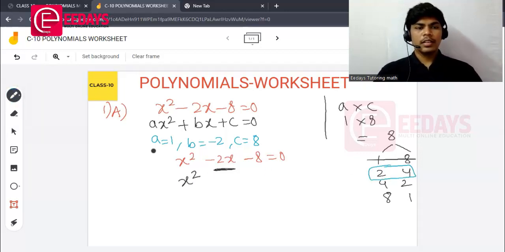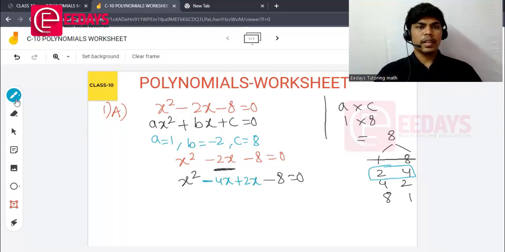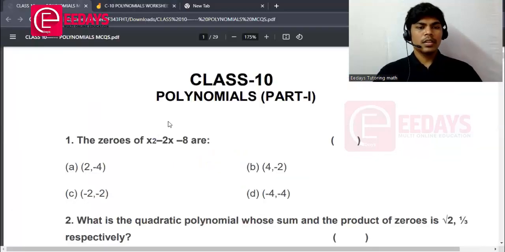I'm writing x square, and the middle part I'm writing like this. So minus 4x plus 2x, minus 4x plus 2x. And you can take common from this 4x and this 2x, I mean, take x as common, you are left with x minus 4. I think everyone knows it, right? And if you take 2 as common, you are left with x minus 4. So finally, x minus 4 is common and x plus 2 we get. Let's see.